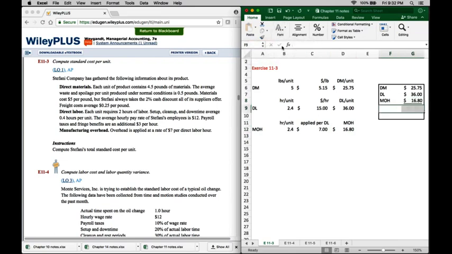So what's our total number over here? The total standard cost per unit that is manufactured is $78.55. So these are the costs. When you put these costs together, this is the total standard cost per unit, $78.55.